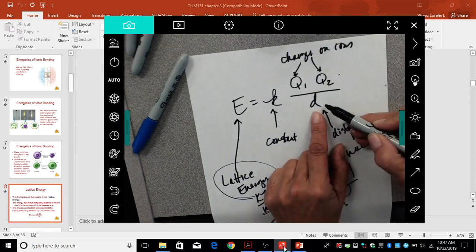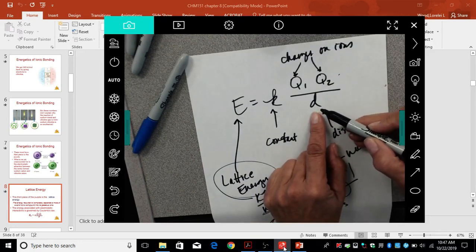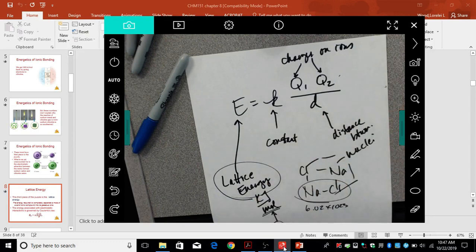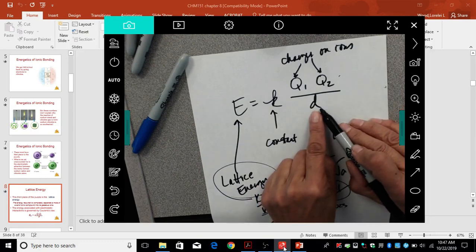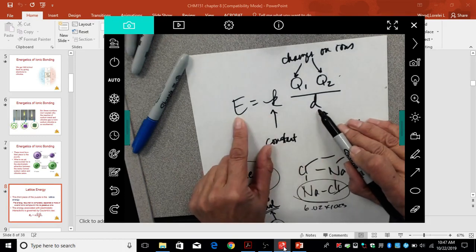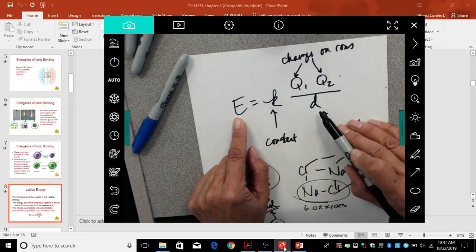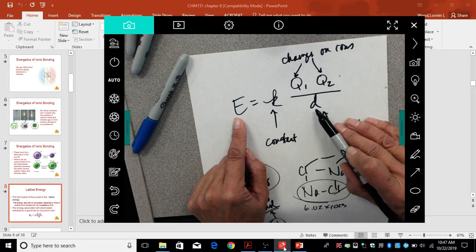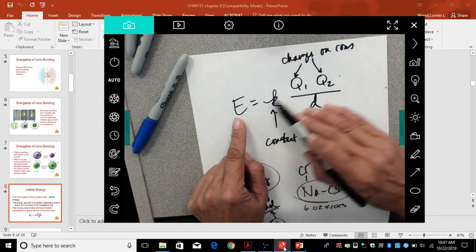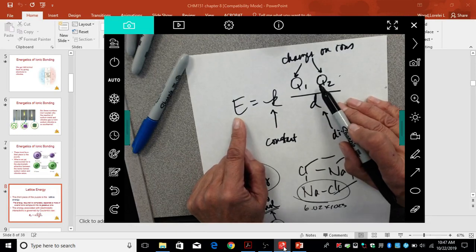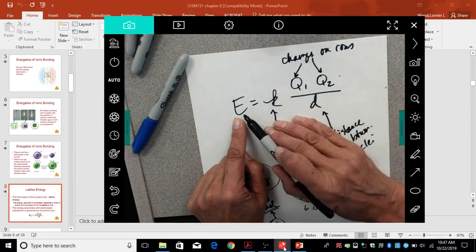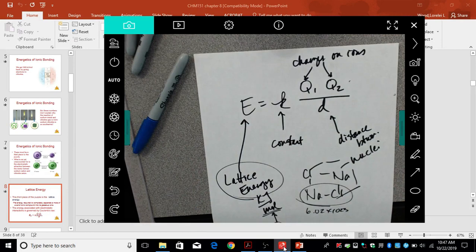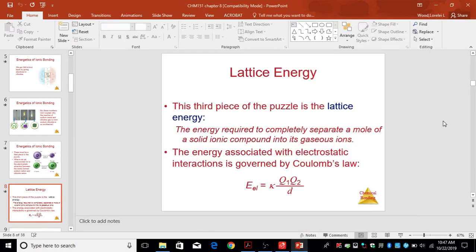All right, let's think about the distance idea. As the distance gets smaller, so the elements are getting closer together in the lattice, that number is decreasing. What's going to happen to the energy requirement for lattice energy? It's going to go up. So the closer they are, the higher the energy requirement, and the larger the charge on the ions that are being broken up, the larger the energy requirement. All right, I think there's a table on the next slide that shows that.